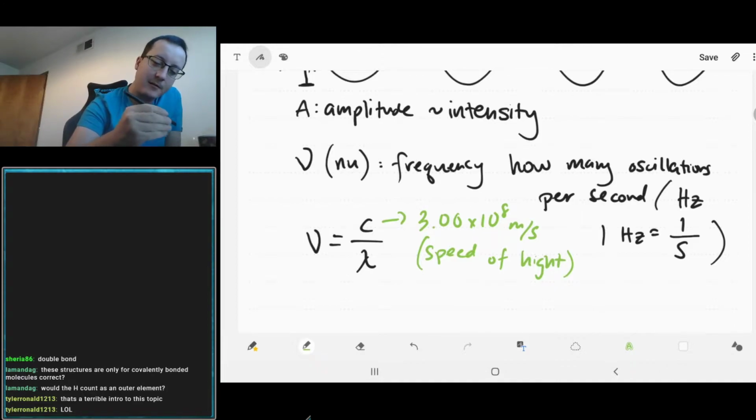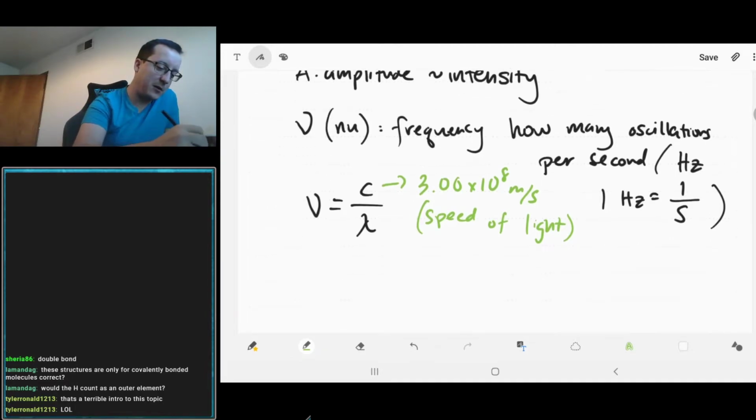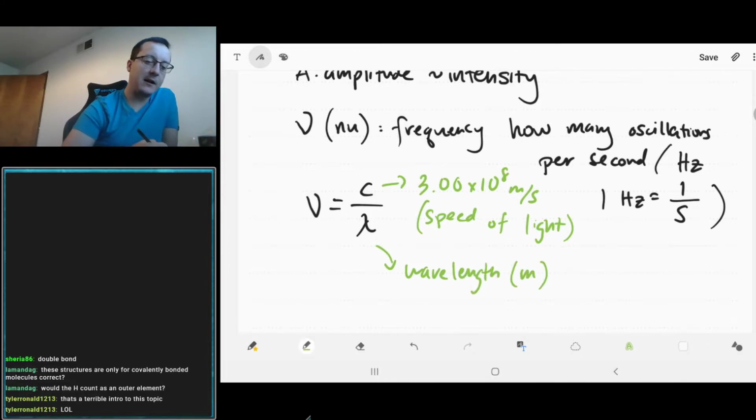Speed of light. And this is your wavelength here. And remember that's in meters. So meters per second divided by meters is 1 over second. Lo and behold, that's our unit of hertz. So again, this is frequency.